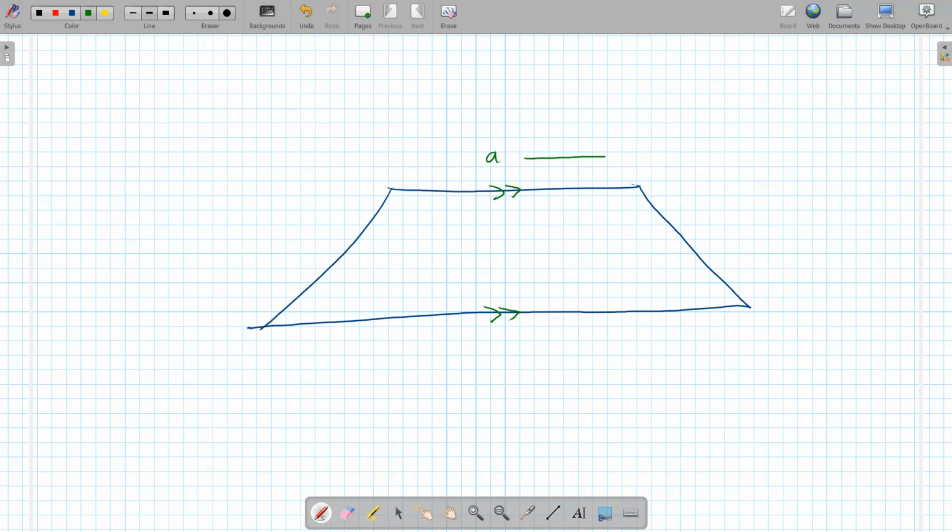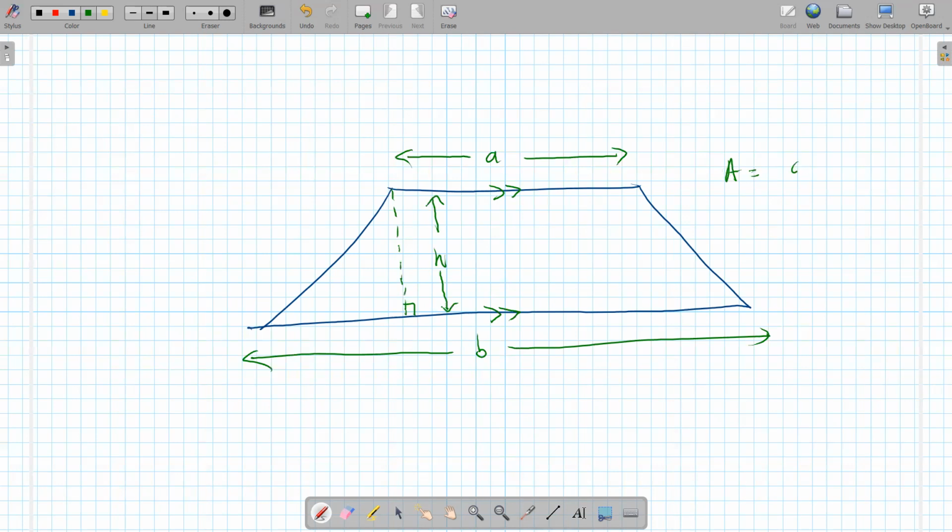This side length is called A. This side length down here is called B, or the base. And you need something called the height, which is the altitude. This side length here that connects A to B at 90 degrees, that's your height, which means the formula for the area of a trapezoid is A plus B divided by 2 times H. This is not very common, you don't usually see it, but that's how a trapezoid behaves.